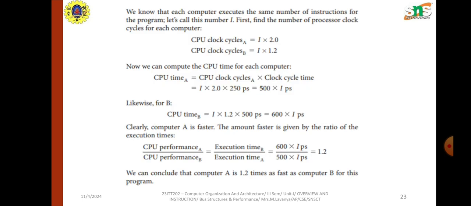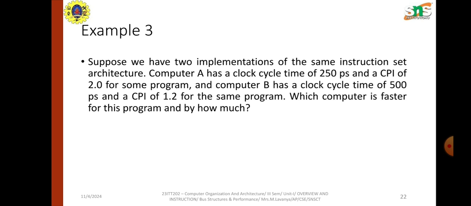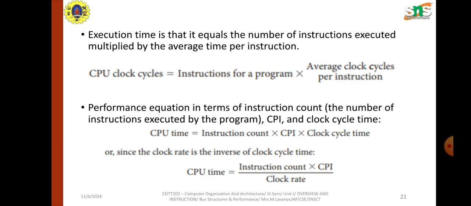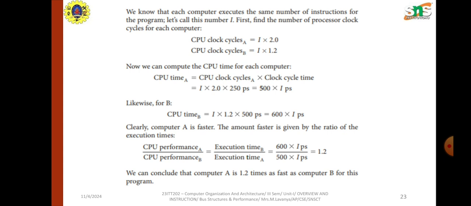We have to determine how many times one system is faster than the other computer. For this, we have known CPU clock cycle equals number of instructions times average clock cycles per instruction. So it is represented as CPU clock cycle equals I times 2.0 for system A, and CPU clock cycle of B is equal to I times 1.2, whereas the CPU time equals CPU clock cycle times clock cycle time. So I times 2.0 times 250 ps is the clock cycle time.